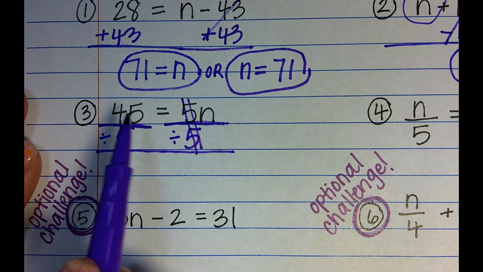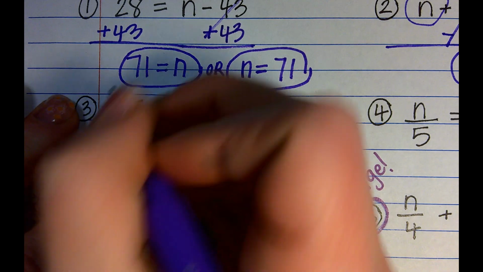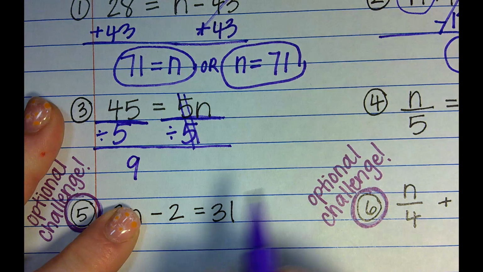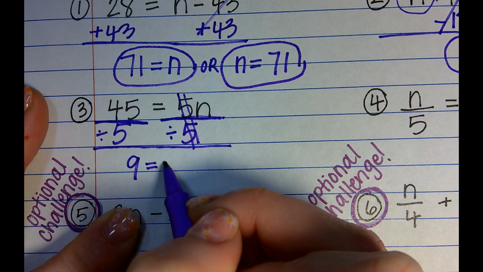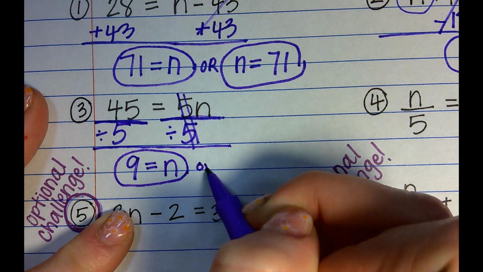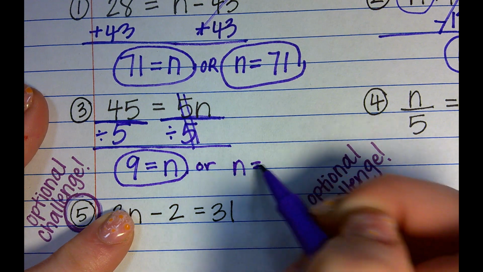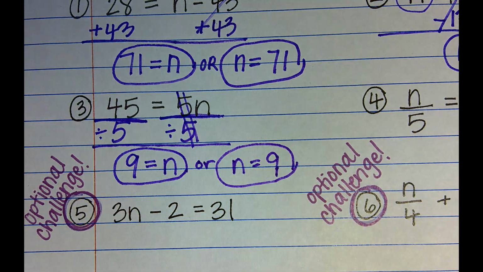And 5 goes into 45 9 times. Yes, 45 divided by 5 is 9. So 9 equals n. Good, we'll bring down equals, we'll bring down n. 9 equals n. Or you could write n equals 9. Both are correct.